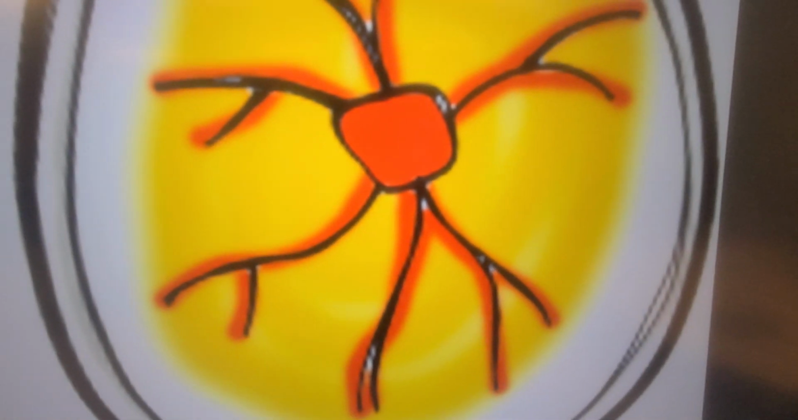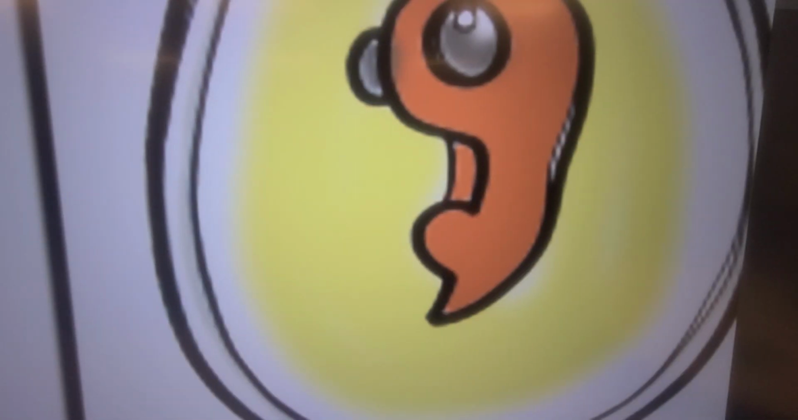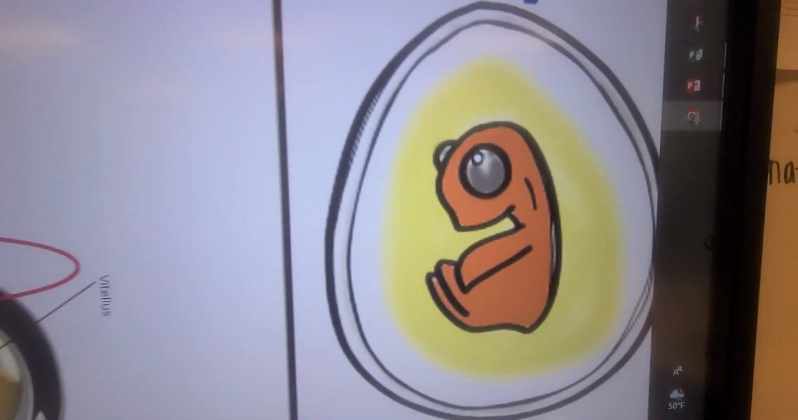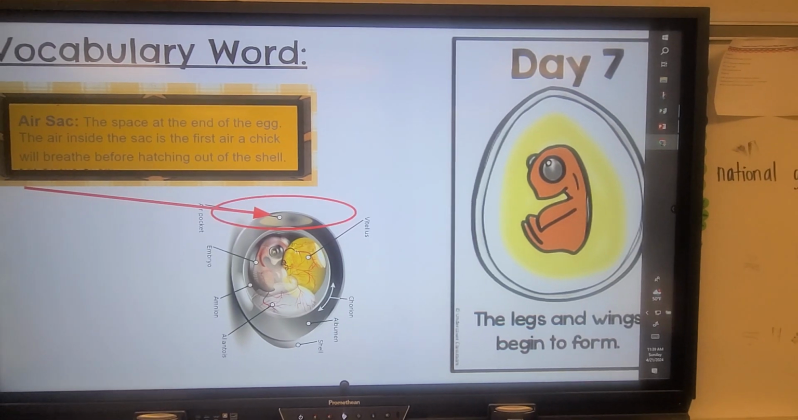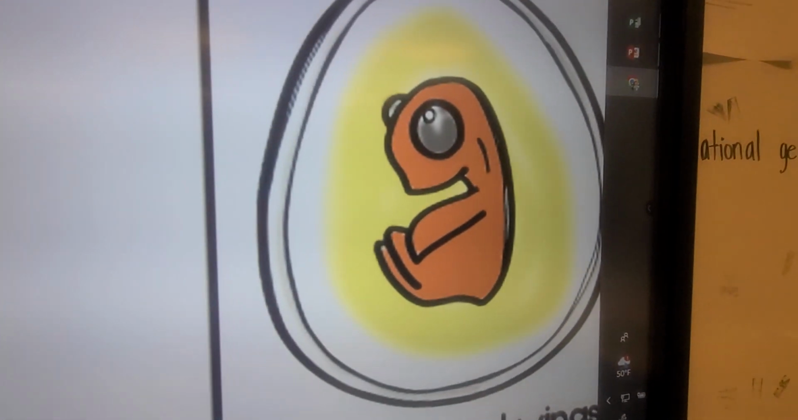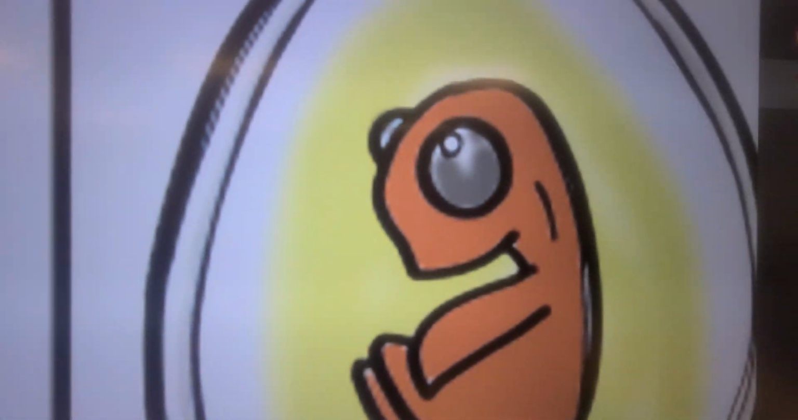That was day 1, day 2, day 3, 4, 5, 6, and today is day 7. And look at what is happening today. Today, the legs and wings begin to form. You can see quite a bit of growth from yesterday, can't you? You can see the legs beginning to be there and the wings beginning to be there. You can also see his beak forming with the egg tooth we talked about yesterday.